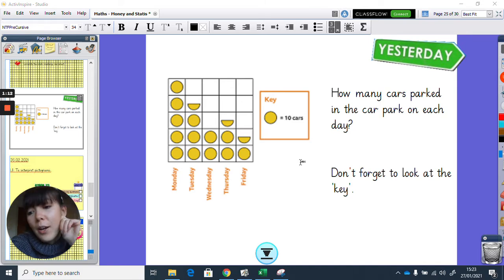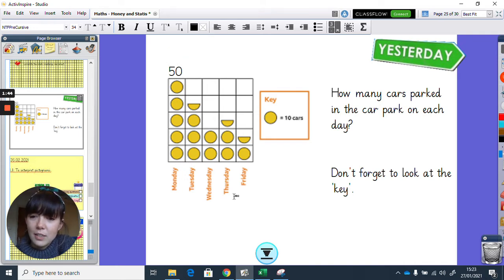So you should have paused the video and I will show you how to work it out. You might have got it right already. So we want to find out how many cars are in the car park. For this, we're going to need to look at the key. One full circle equals 10 cars. So let's just have a look at Monday. Monday, we've got 10, 20, 30, 40, 50. So we've got 50 cars parked on Monday.